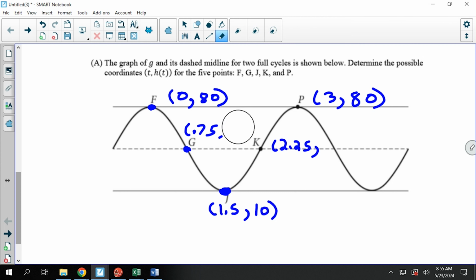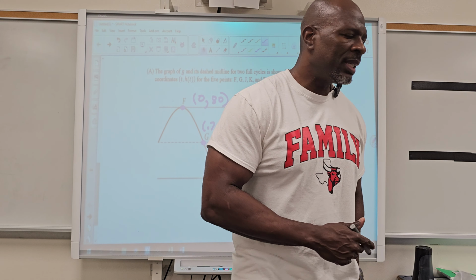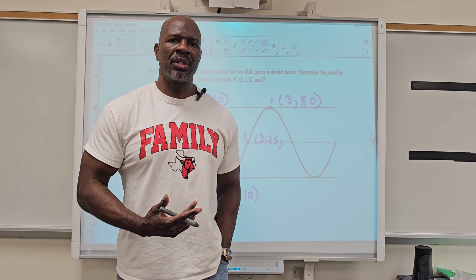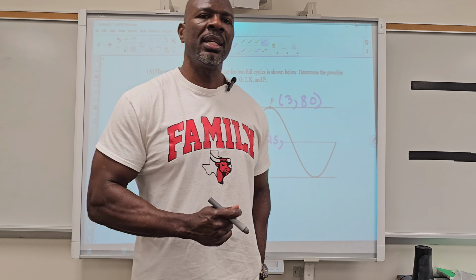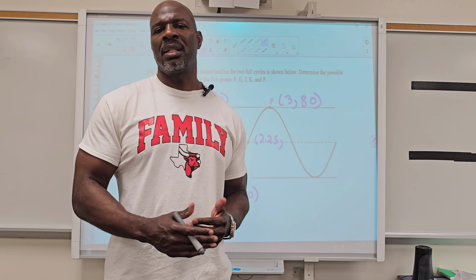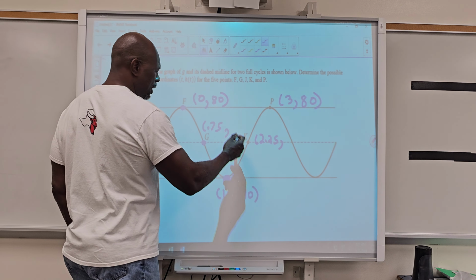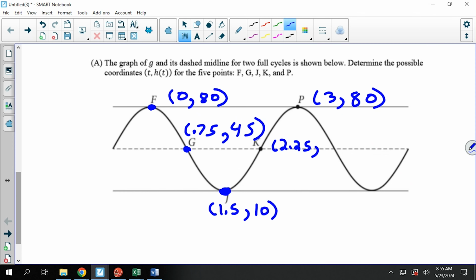Now I've got to get the h coordinate for J and K. J and K are at the midline. Sometimes they'll give you what the midline is. In this case, it didn't. We have a very easy formula to find the midline. Sometimes we call it the vertical translation or the vertical shift of a sinusoidal graph. You get that number by simply adding the max and the min and dividing by 2, because essentially it's the same midpoint formula, just with the y coordinates. So this is 80 plus 10, that's 90, divided by 2, so that would be 45. So the midline coordinate for the h of t value would be 45.